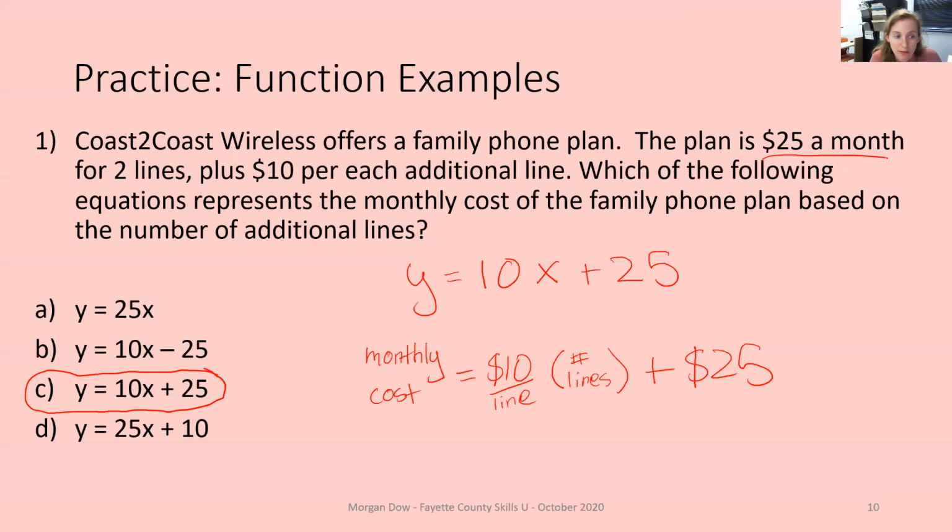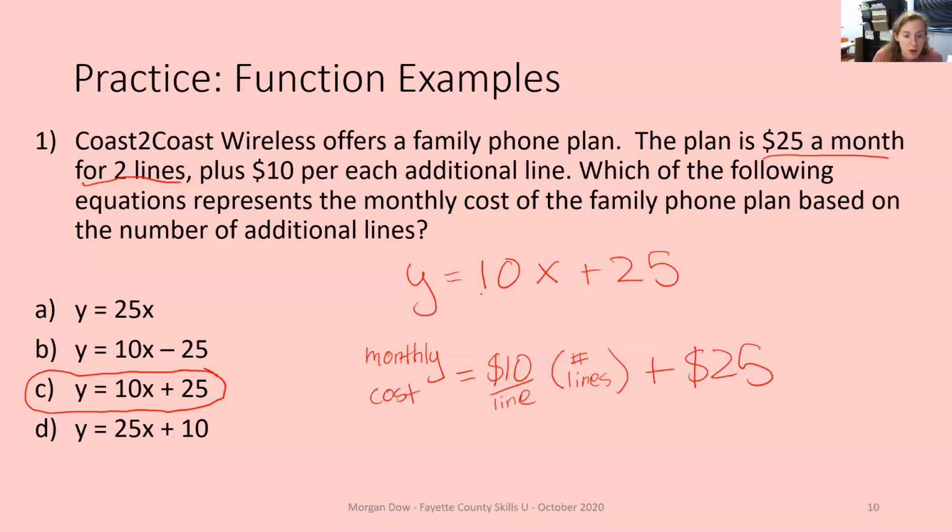The plan is $25 a month for 2 lines. So that's kind of the initial fee. That's like the baseline. So if we're on the family plan, we're definitely going to be paying $25 a month. And then we have to add $10 for each additional line. So if you had 1 more line, you would pay $35 altogether. If you had 2 more lines, you would pay $45 altogether. 3 more lines, you would pay $55 altogether, and so on, right?